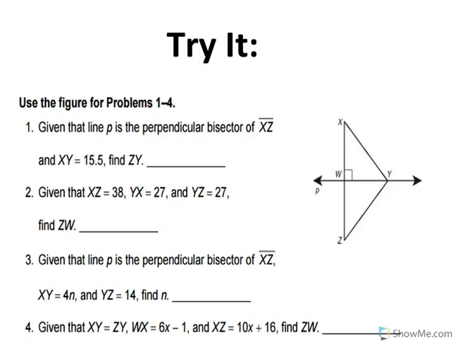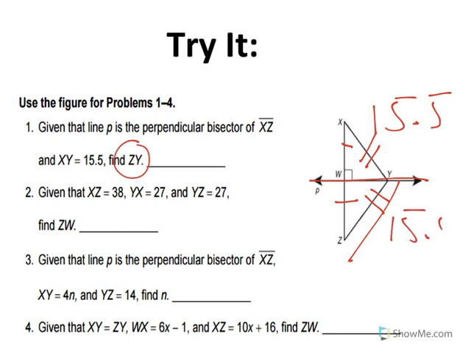Examples 1 through 4. Example 1: given that line P is the perpendicular bisector of segment XZ, these two are congruent, and these two are also congruent. We're given that XY is 15.5, solve for ZY. ZY is here, so it's also 15.5.